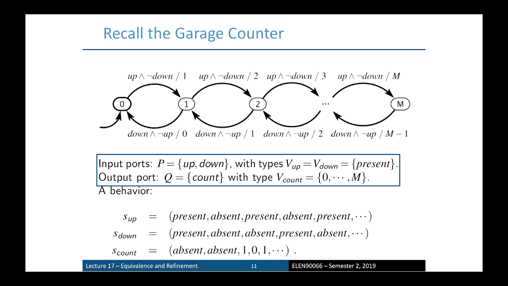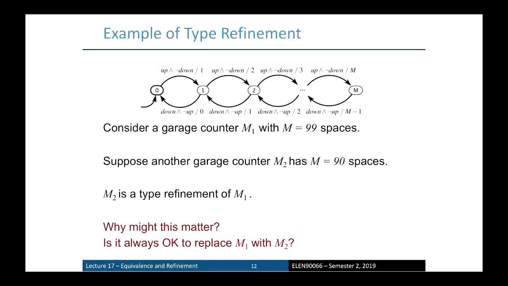The sequence is either a natural number here or absent as well. Okay, so that's our little garage counter for some number M, where M is maybe the amount of spaces that are available in there. You want to count up to that number. So suppose that's M1. Let's call that machine M1. Suppose we've got another machine, M2, that now has M, the amount of spaces, restricted to 90. Or the amount of cars it can count is 90.